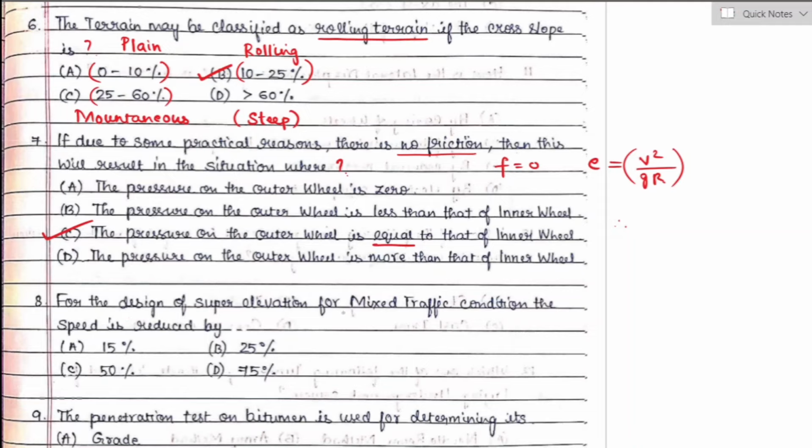Question number 8. For the design of super elevation for a mixed traffic condition, the speed is reduced by. As per IRC, the centrifugal force corresponding to 75% of the design speed is counteracted by providing the super elevation on the horizontal curve. So, the maximum rate of super elevation will be V square divided by 225R. So, the speed of the vehicle will be reduced by 100 minus 75%, which is equal to 25%. So, option B is the right answer, 25%.